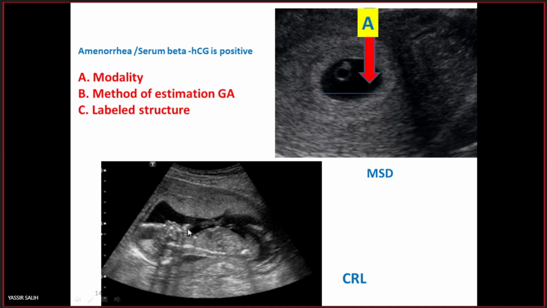What is the imaging modality in this one? Ultrasound. What is the method of estimation of gestational age? Crown rump. This is crown rump length. We measure from here to here. So this is the crown rump length.